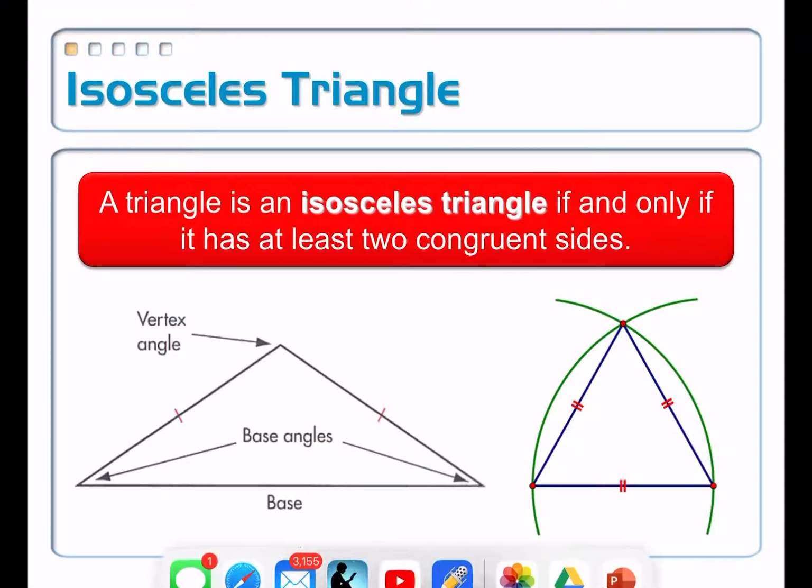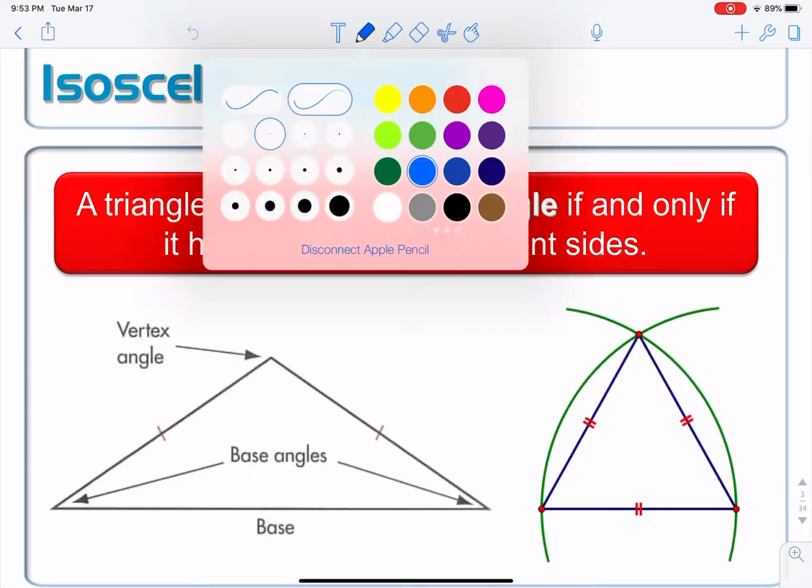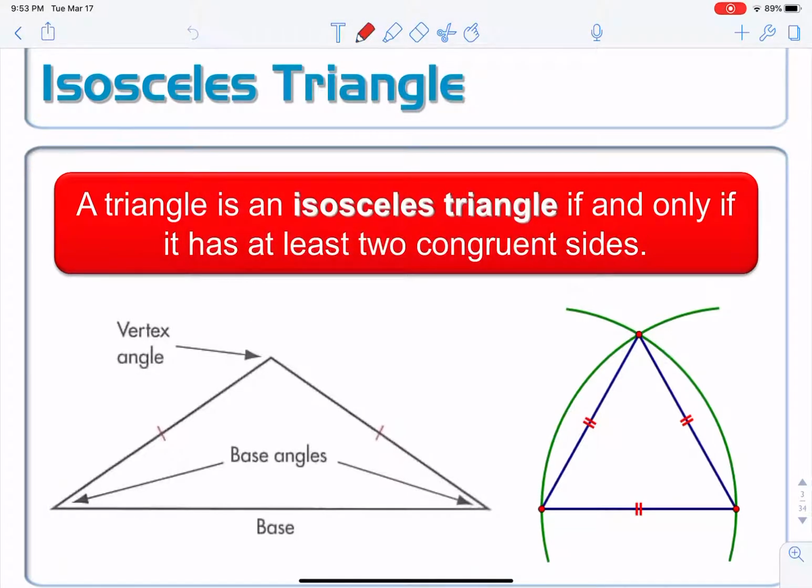However, for this particular definition, let me come over here to Notepad so that I can write something down here. Since it has at least two congruent sides, this means that every equilateral triangle is also isosceles. Do you struggle with spelling the word isosceles? I do too. There are so many S's and C's and whatever. Those things don't go together. Every equilateral triangle is also isosceles.